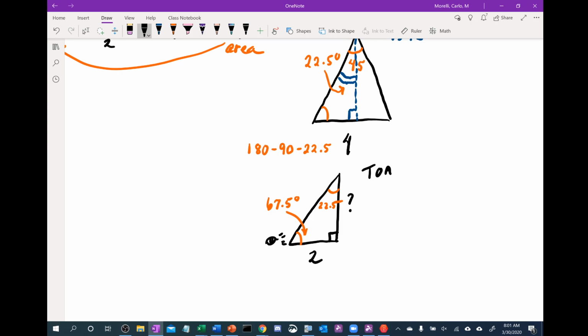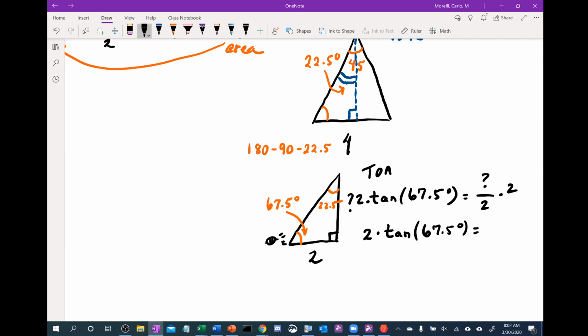So we'll say that the tangent of 67.5 degrees equals opposite over adjacent. So the unknown over 2. So we multiply both sides by 2. And we see that we'll find the height of this triangle here by multiplying 2 times the tangent of 67.5 degrees.